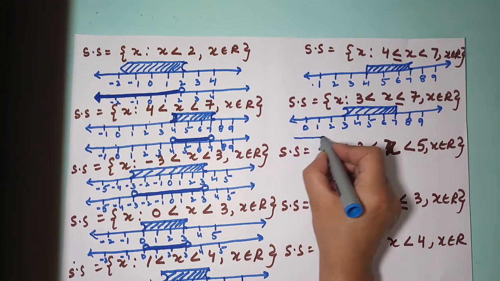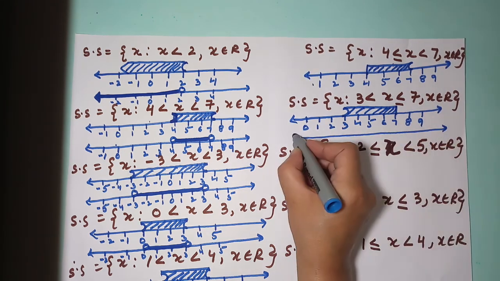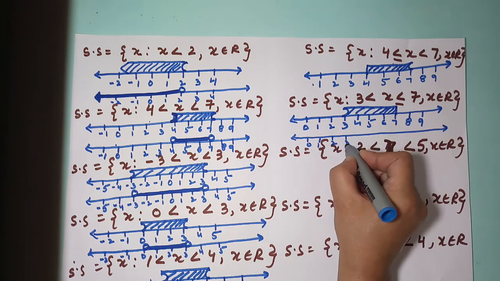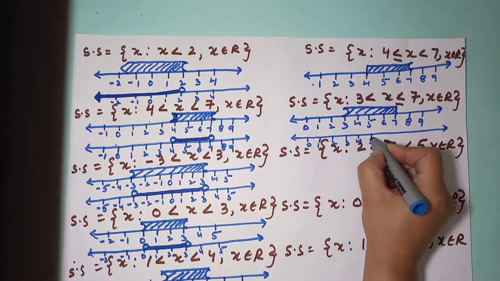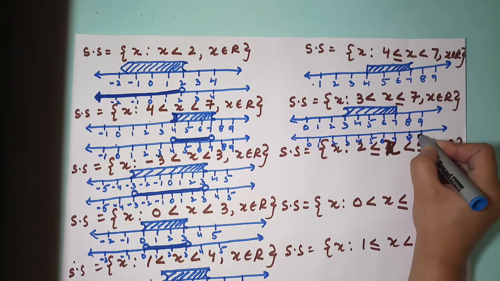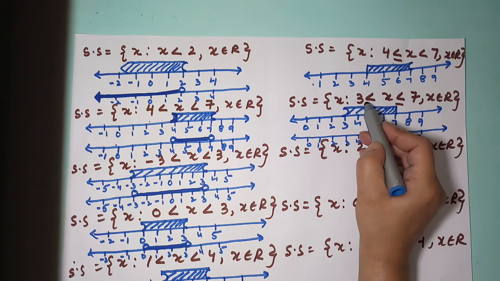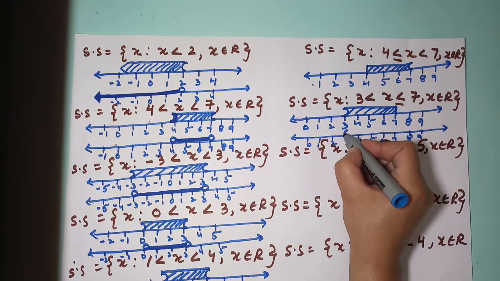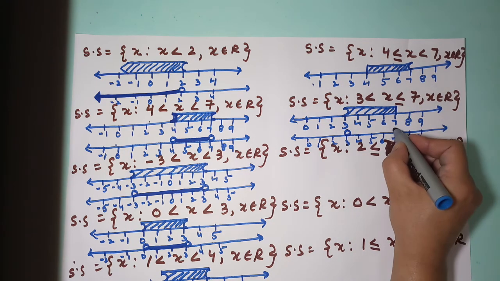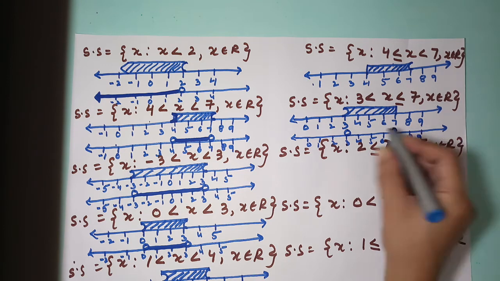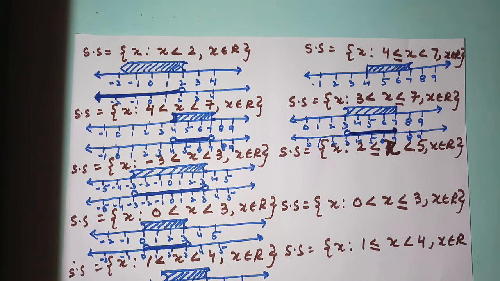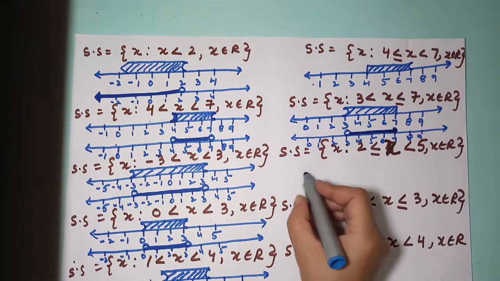Let's see how we can represent this by the other method. So again 0, 1, 2, 3, 4, 5, 6, 7, 8, 9. Go to 3, place a simple circle over there. Go to 7, equality sign is there, place a dark circle over there and then darken the space between the two. Clear?